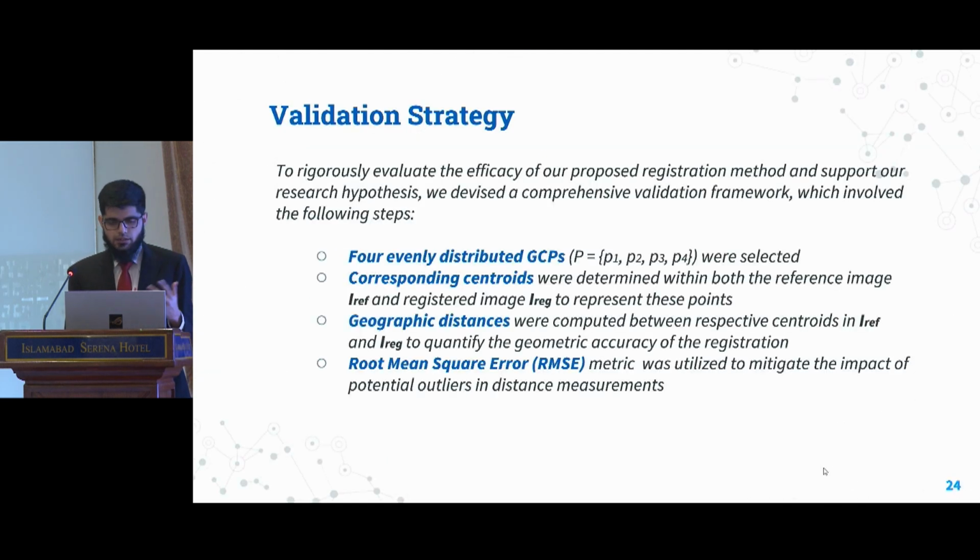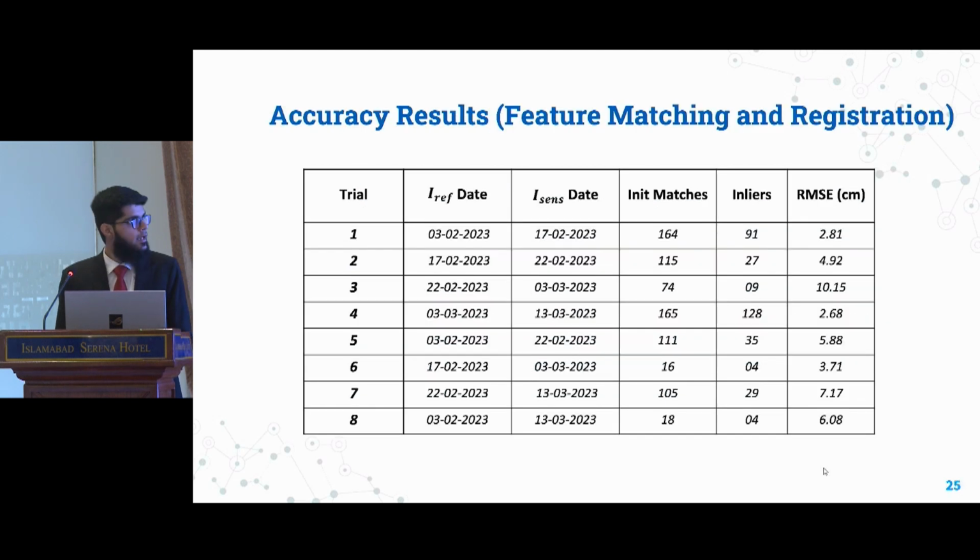So coming on to the results, this is the validation strategy which we used. We employed 4 ground control points evenly, and then corresponding centroids were determined within both the reference image and the sensed image to represent these points. Then the geographical distances were computed between respective centroids in the reference image and the registered image to quantify geometric accuracy. And then the root mean square error was used as a metric to mitigate the impact of potential outliers in the distance measurements.